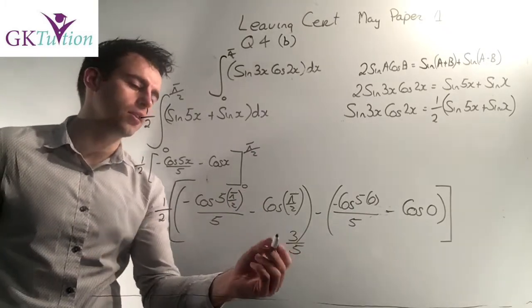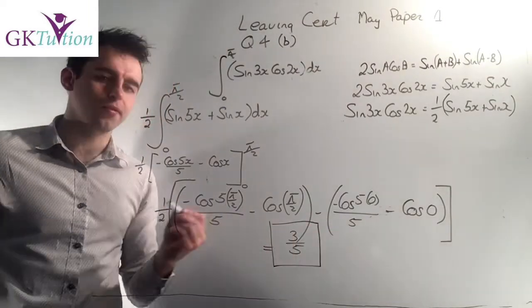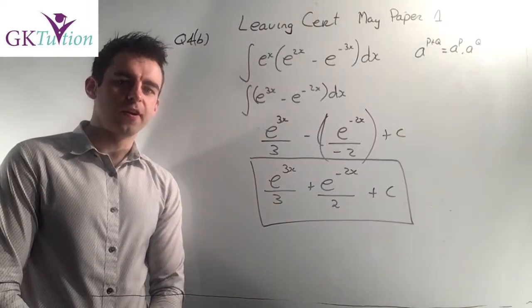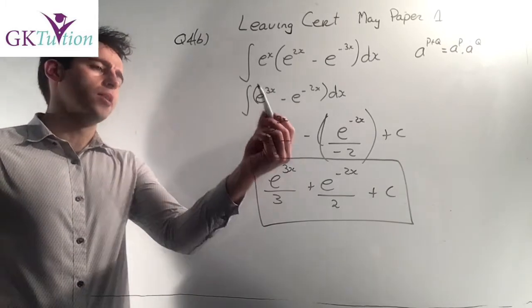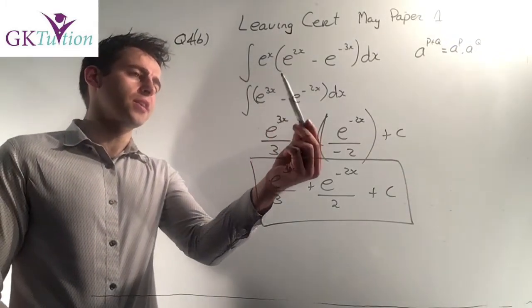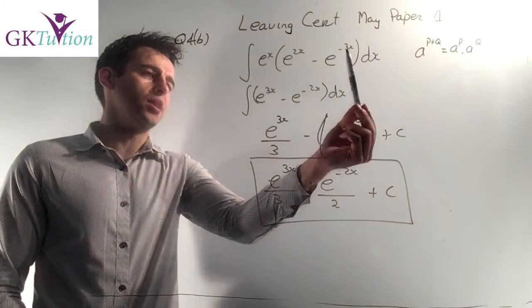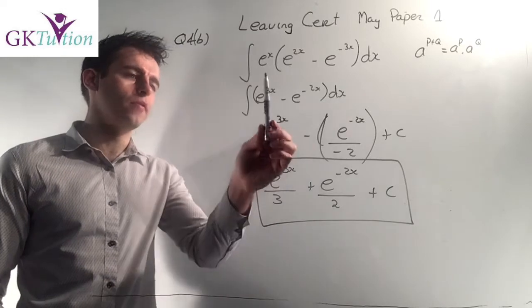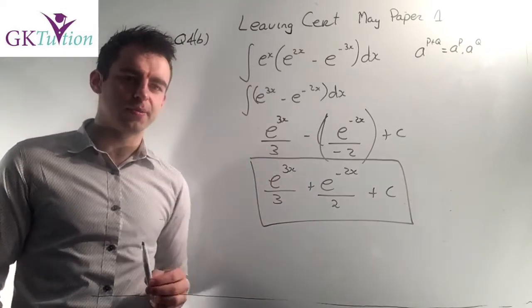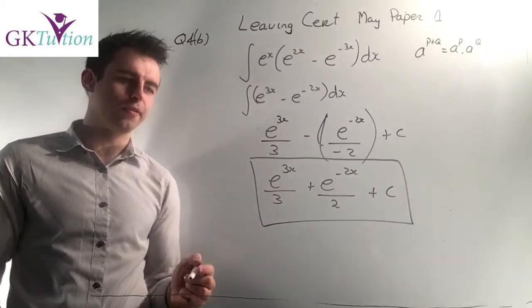If you plug it into your calculator, your final answer is 3 over 5. Okay, so there's 5 marks going for question 4, part B as well. In this part, we're asked to integrate e to the x times e to the 2x minus e to the minus 3x. Again, we've never done anything with product rule.